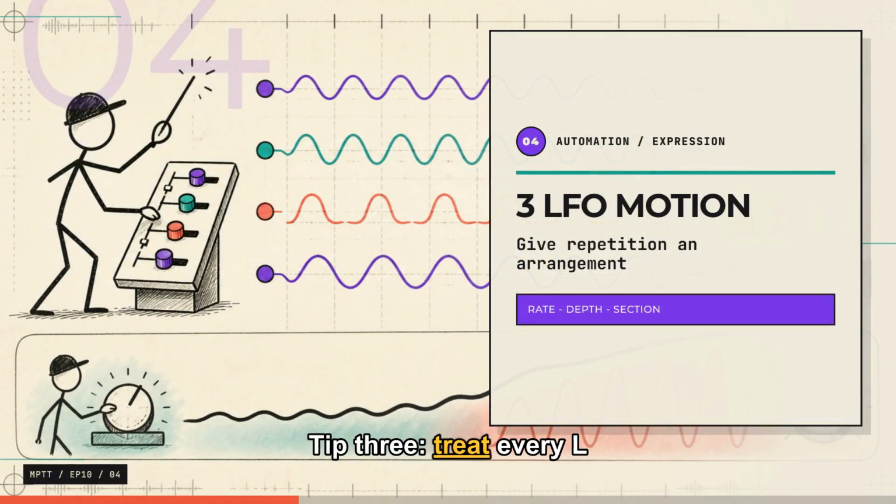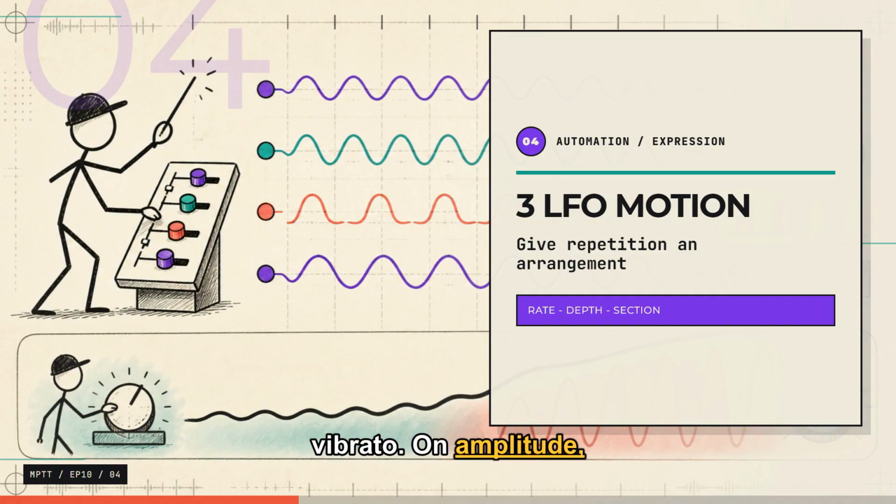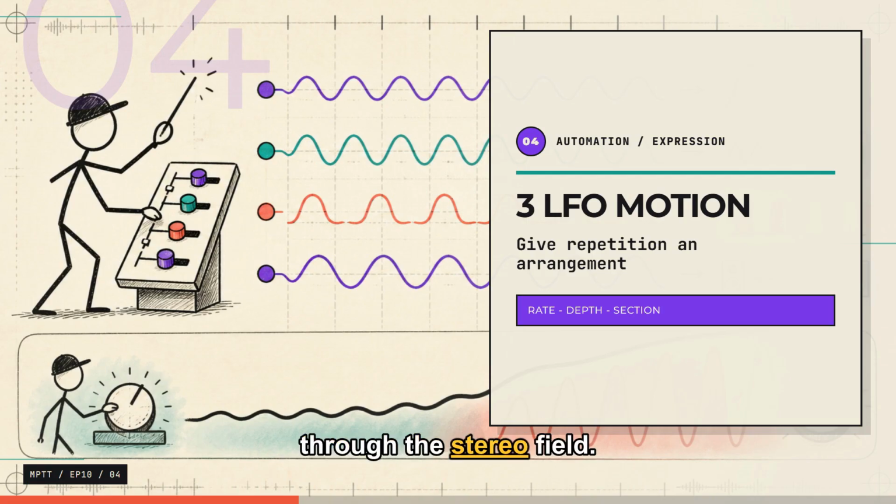Tip 3. Treat every LFO as repeating automation. An LFO moves a parameter in a cycle. On filter cutoff, it can create a pulse. On pitch, it can create vibrato. On amplitude, it creates tremolo. On pan, it can send a texture back and forth through the stereo field.